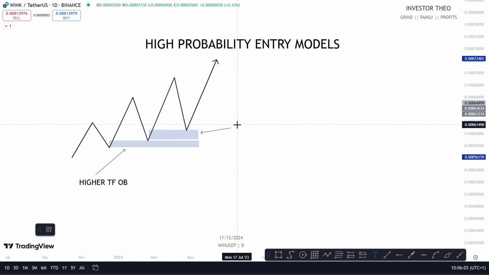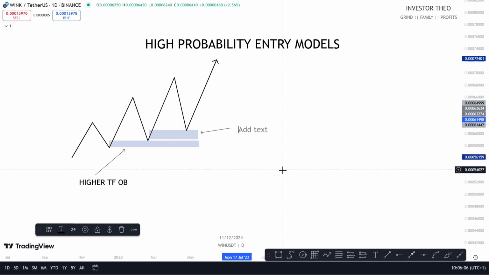Synthetic indices traders trade with this setup a lot. Forex traders trade with it, cryptocurrency traders trade with it. So no matter what you're trading, you can milk the market with it.